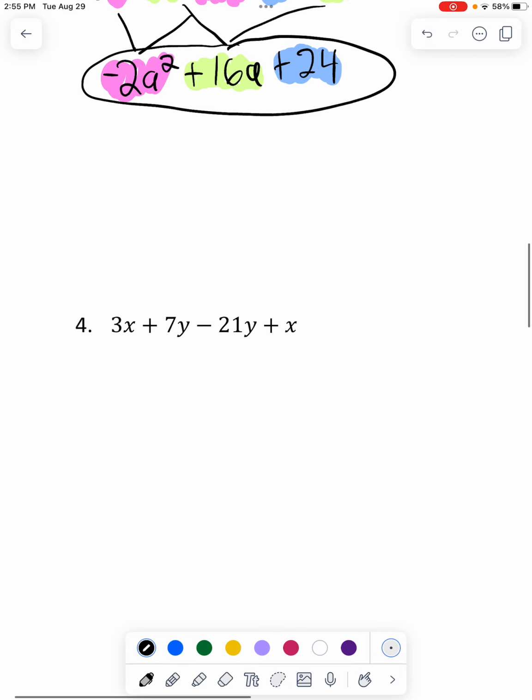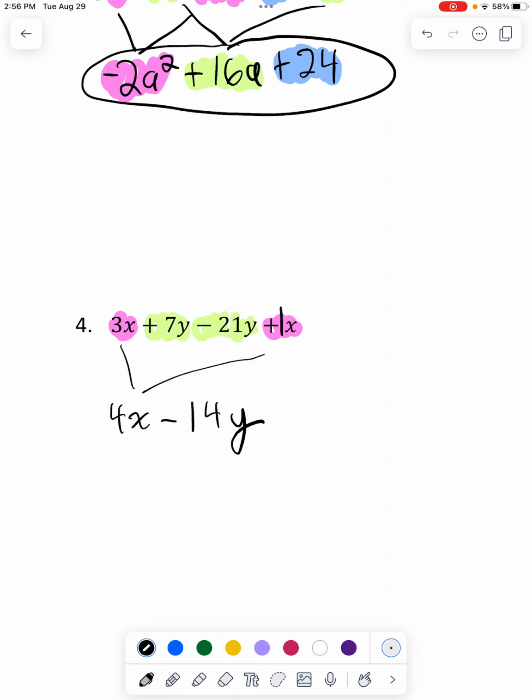Another classic example of this is the problem below. We have 3x plus x, and we have 7y minus 21y. So we're going to combine them appropriately. Again, there's a 1 here. 3 plus 1 is 4 x's. 7 minus 21 is negative 14 y's. Notice that subtracting is the same thing as having a negative being added.